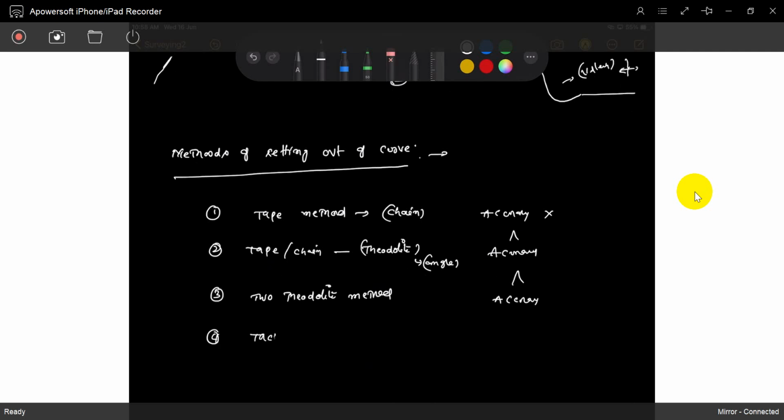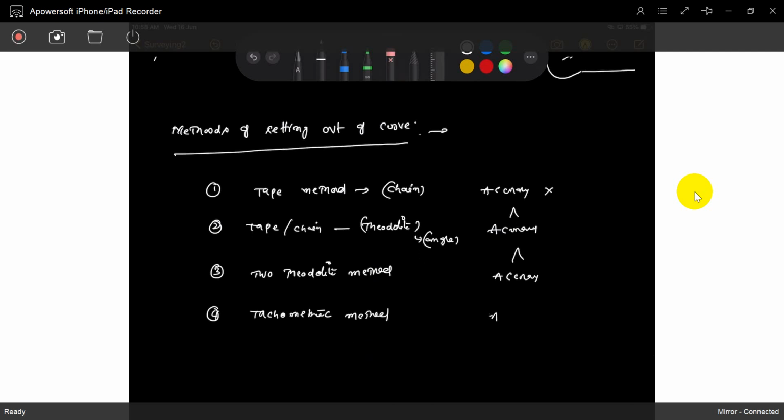Another one is tachometric. You know what tachometric is. The accuracy is similar. Finally is total station. Accuracy is moreover similar. We won't discuss tachometric or total station here. We'll discuss the tape methods.